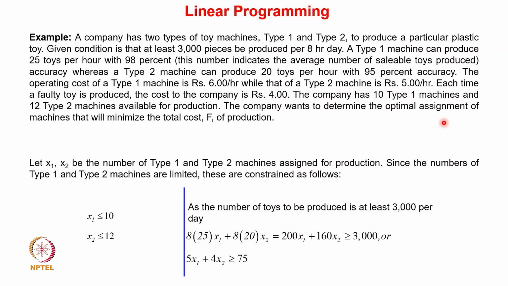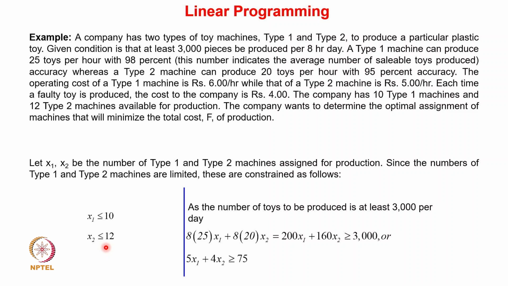So now in this case, let's formulate the problem. Let X1 and X2 be the number of type 1 and type 2 machines assigned for the production. The maximum number of type 1 machines available is 10, and type 2 machines is 12. So X1 should be less than or equal to 10 and X2 should be less than or equal to 12.